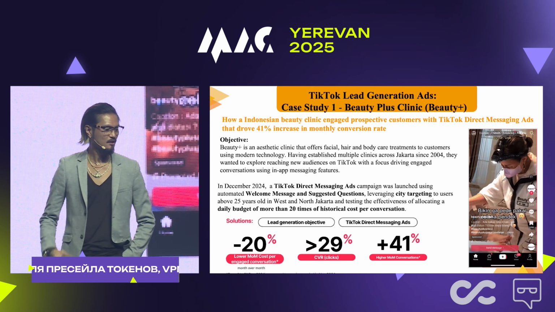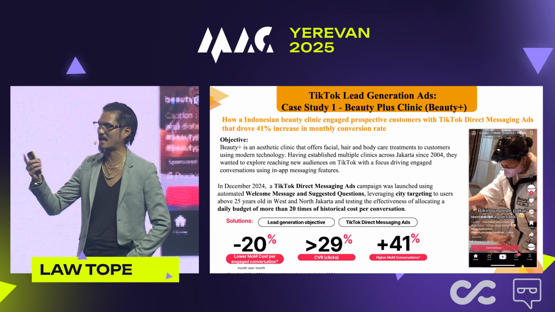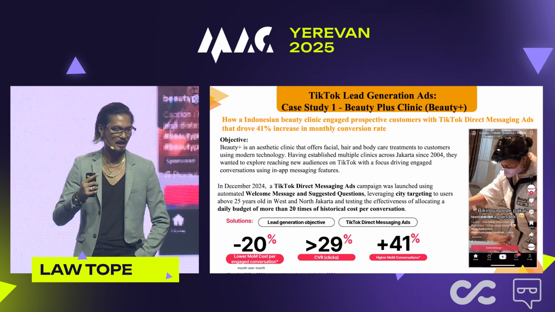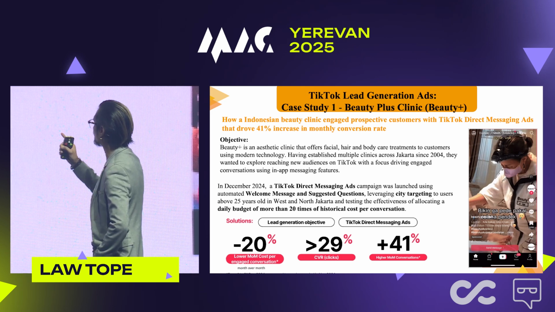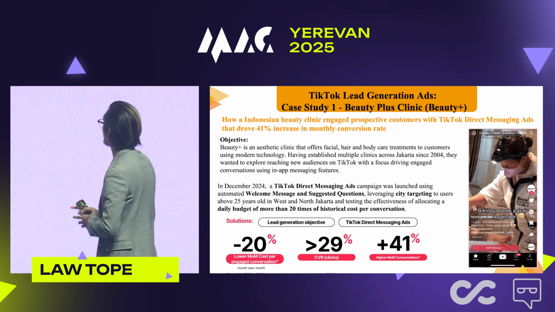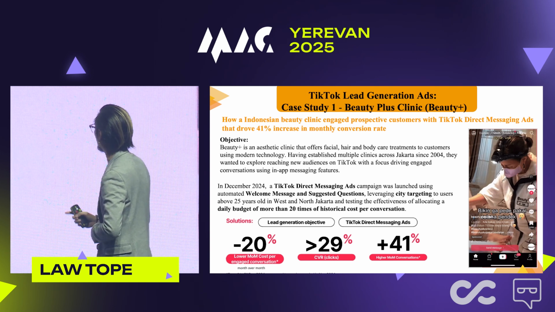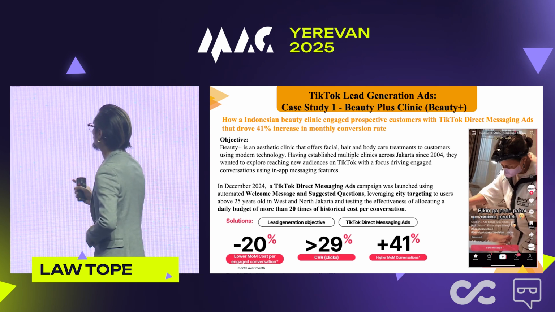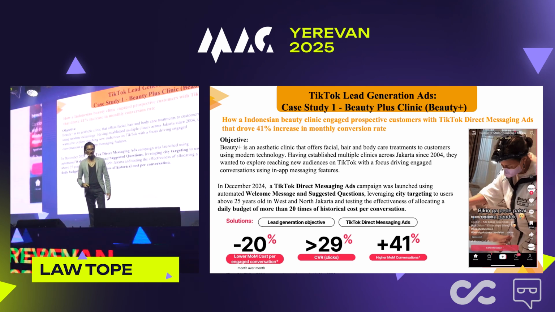So what we did in December, it was very early on last year, December 2024, they did a TikTok direct messaging ads campaign. It was launched with automated welcome messages and suggested questions, leveraging targeting cities to users above 25 years old in West and North Jakarta, and testing the effectiveness of allocating a daily budget of more than 20 times of historical cost per conversation.